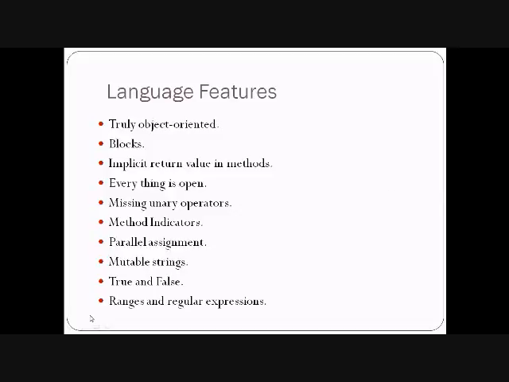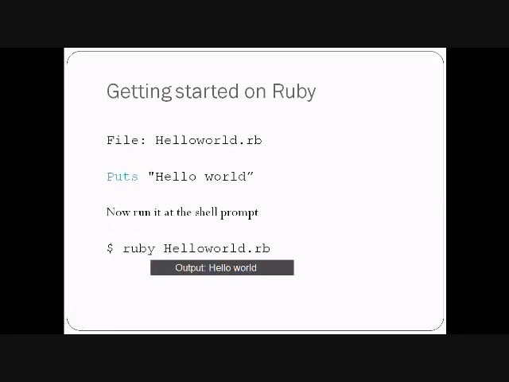Let's look at the next slide. Let's quickly look at the simple hello world program in Ruby. Create a text file called helloworld.ruby containing the following code. When we take this line, puts "hello world", puts is the keyword which gives output to the shell.